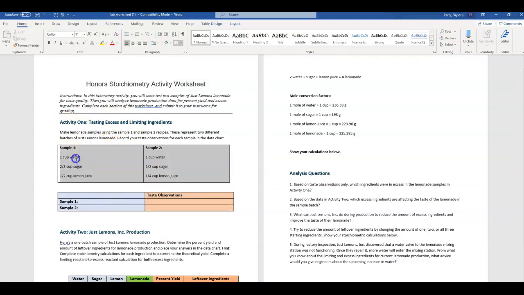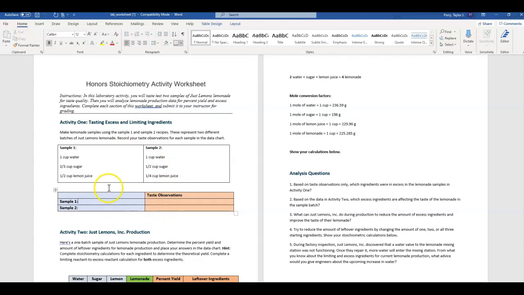A lot of people, I think, are overthinking this. It says make lemonade samples using the sample 1 and sample 2 recipes. These represent 2 different batches of lemonade. Record your taste observations for each sample in the data chart. I am not going to make you make lemonade. Don't worry, you do not have to do that.